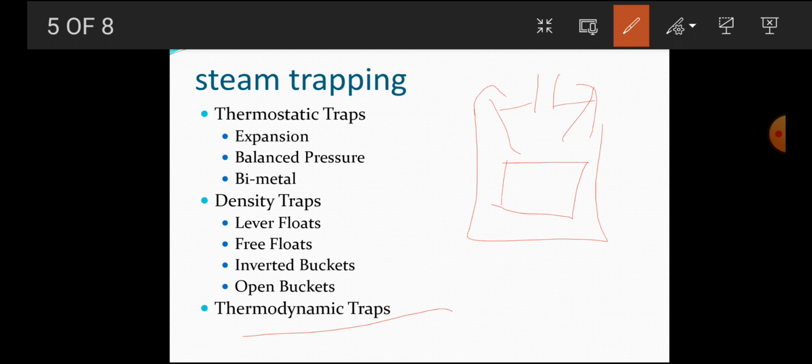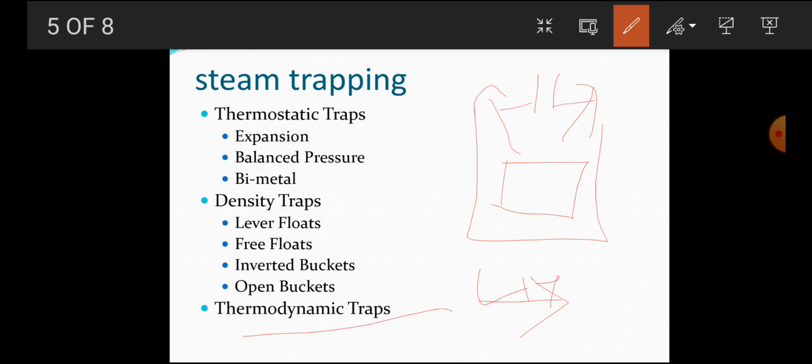Now, the next topic which we are going to discuss is condensate recovery and flash steam recovery. So, how can we recover this? The steam condenses after giving off its latent heat. So once it has given off its latent heat, it will condense.